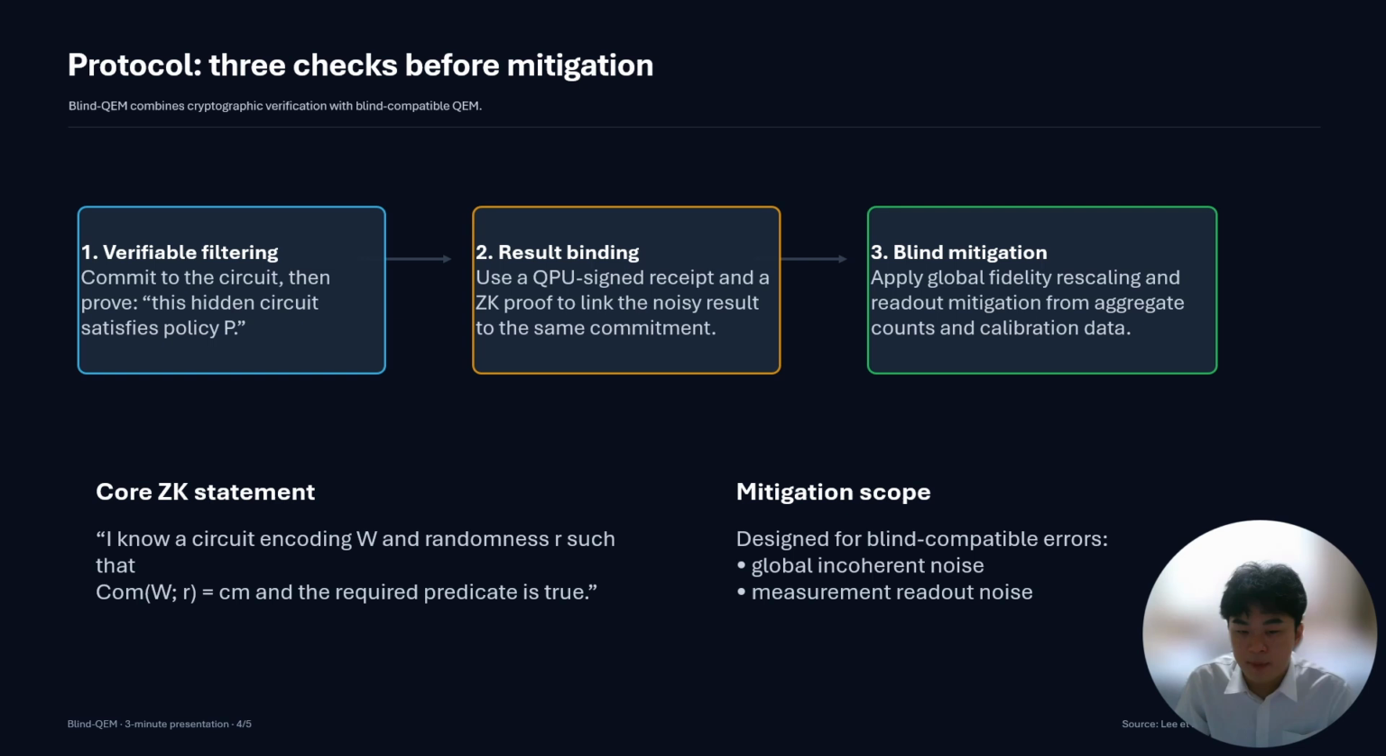Third is calibration-based blind mitigation. Since the service does not know the full topology, Blind-QEM focuses on mitigation methods that can work from aggregate statistics, such as global fidelity estimation and the tensor product without error mitigation.